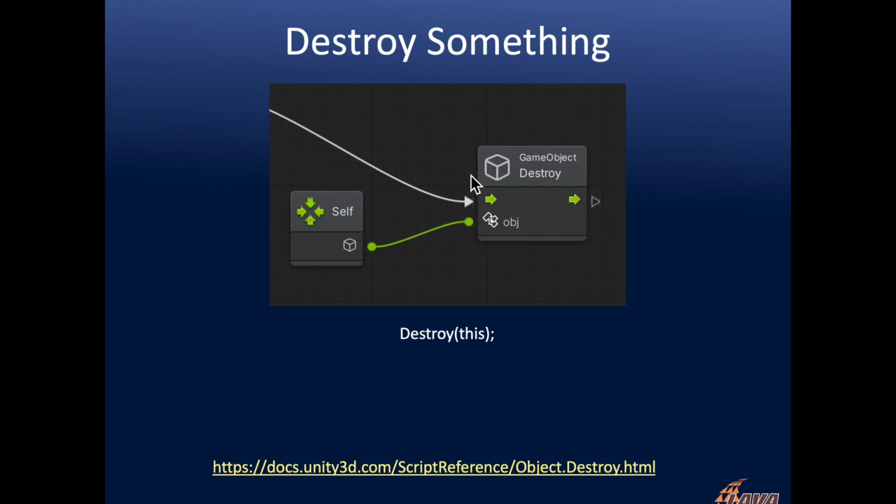You just use the destroy node, and you feed it whatever object you want to destroy. In this example, I'm destroying myself as the game object, so I say destroy this in C#. And in visual scripting, you create the self node and you feed yourself into the input of the destroy node, and it will destroy you. Ha ha ha.